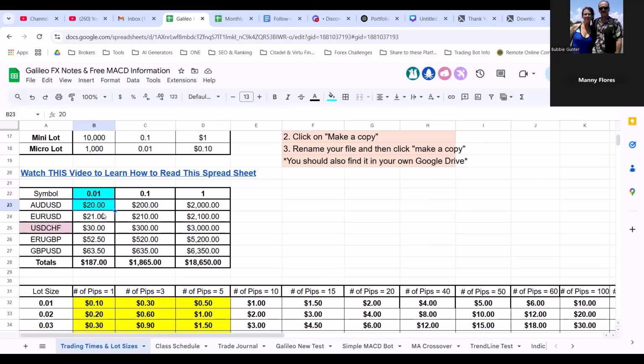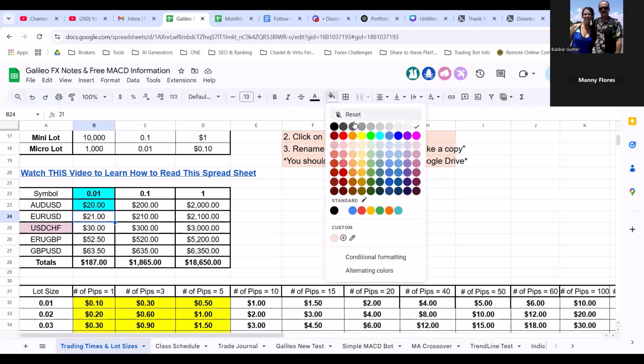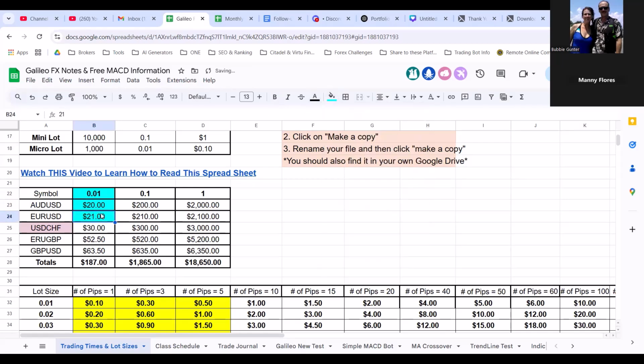Then I sold it. I didn't care. It was only down a few pennies because it's only 0.01. I bought the Euro USD, 0.01 of it, just to see how much it cost. How much will they take out of my balance for collateral? For the Euro USD, they took $21. I sold it and bought the USD CHF, and it cost $30.